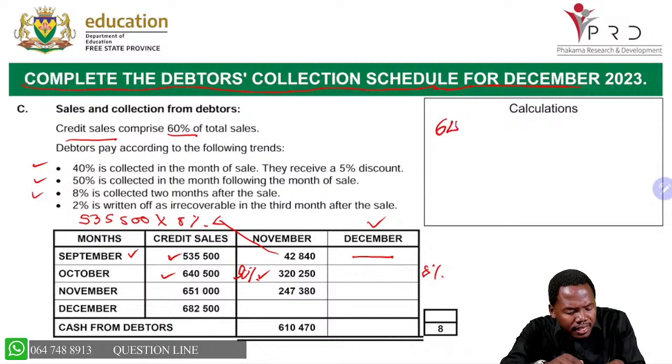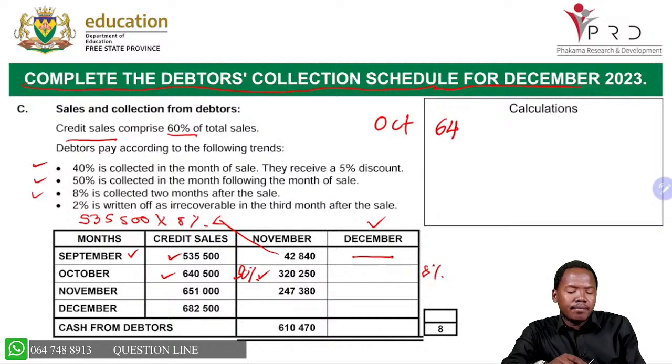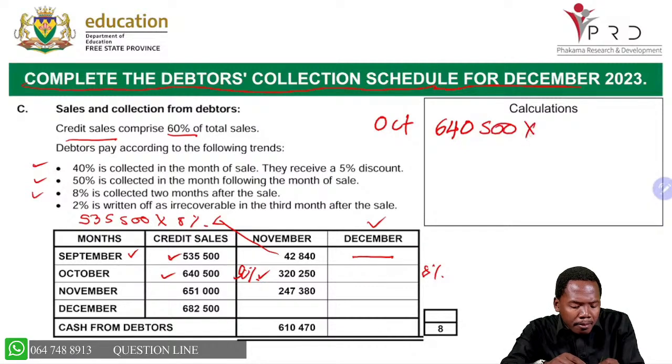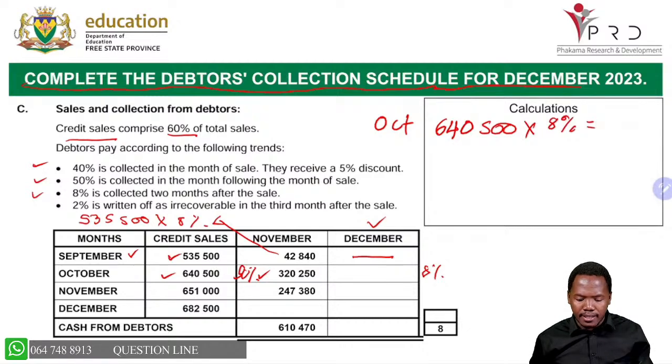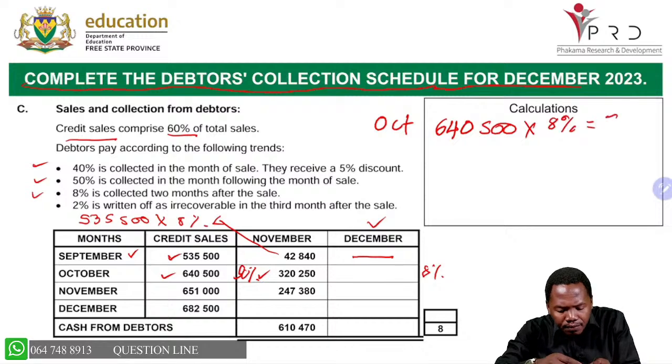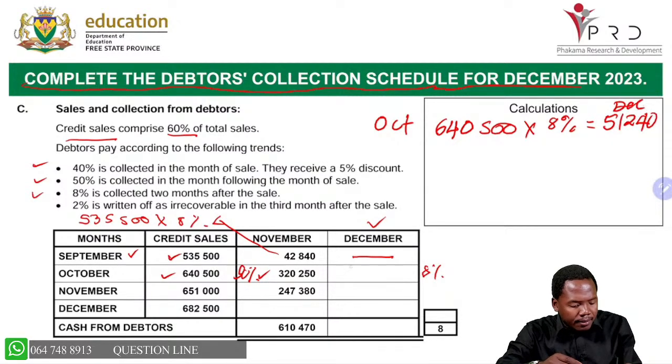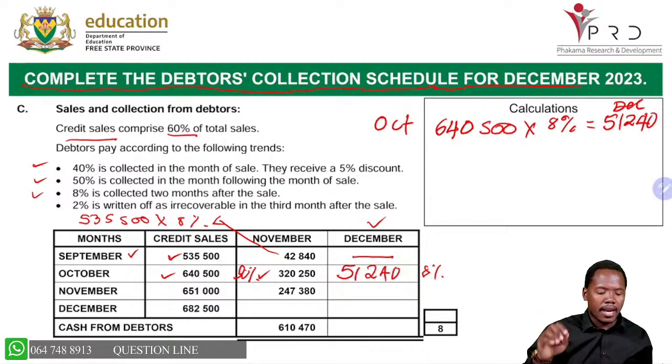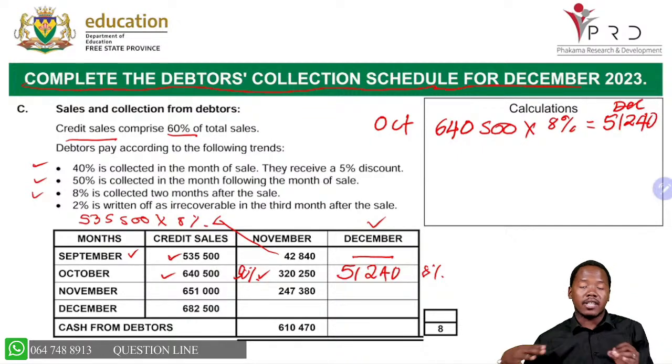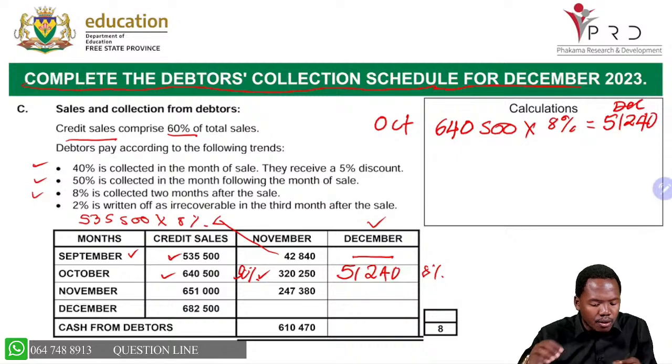It will say 640,500, this is my October collection, multiplied by 8%. Let us calculate together. 640,500 multiplied by 8%. Then we get 51,240. This will be recorded in December. Okay. Now, after collecting 8%, I must write off 2% in January. It's not part of my period. Now, I'm moving to November now.